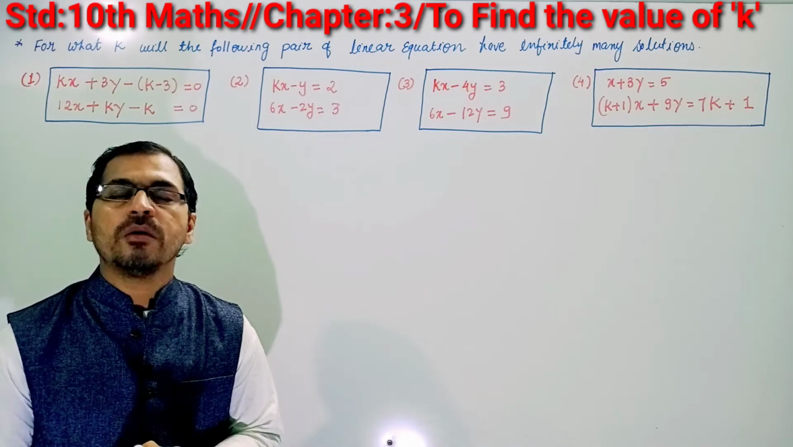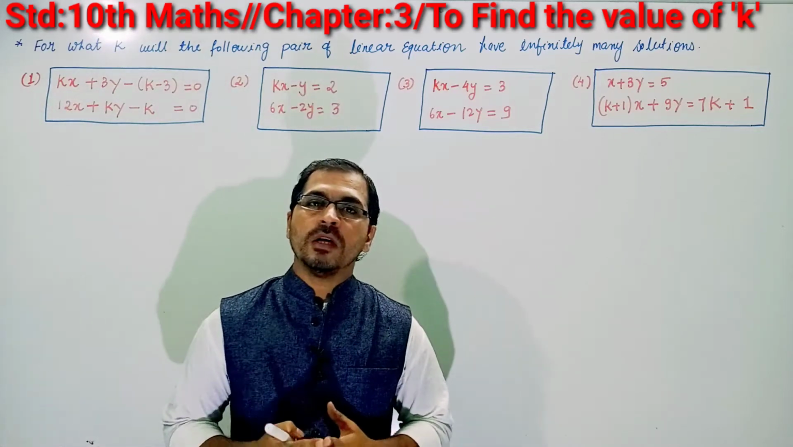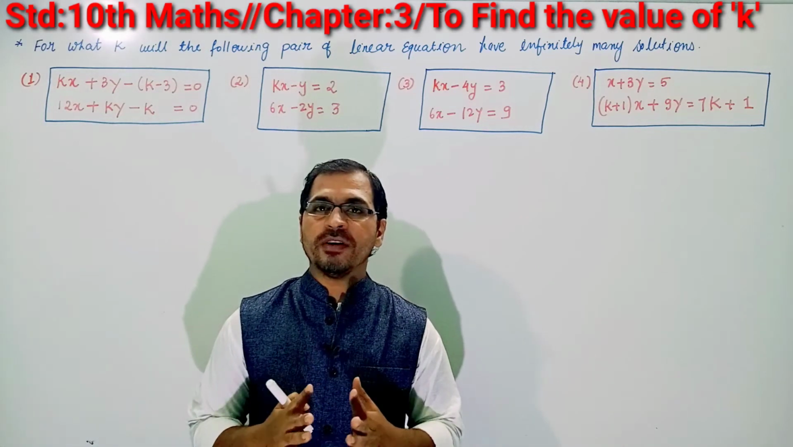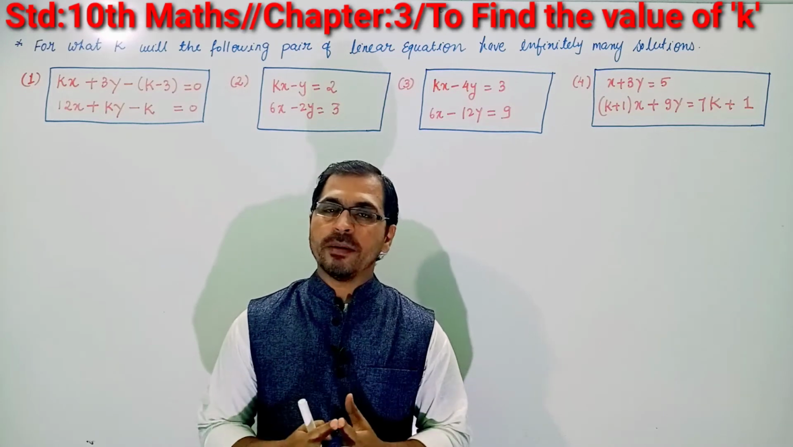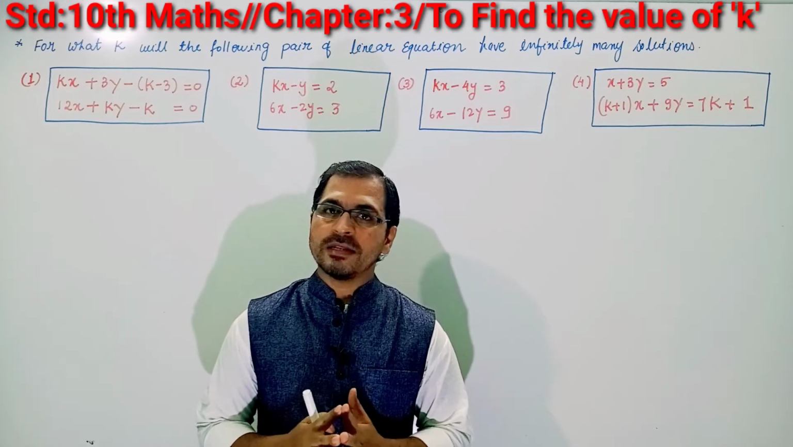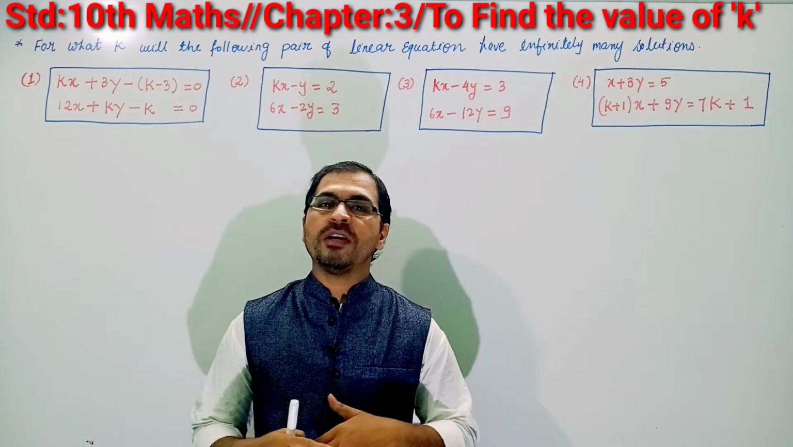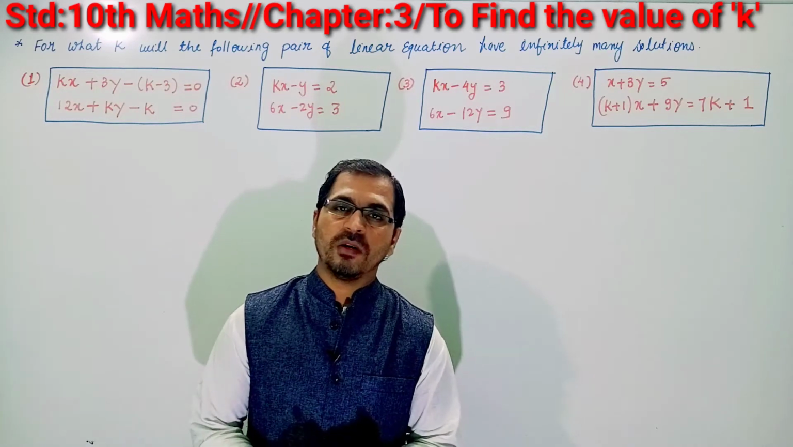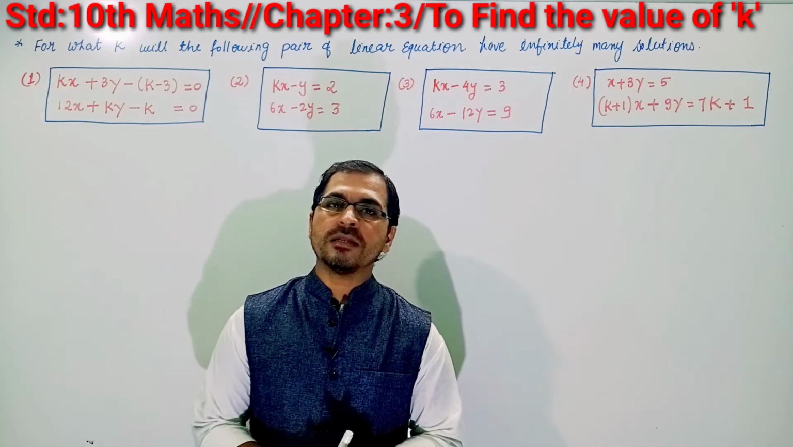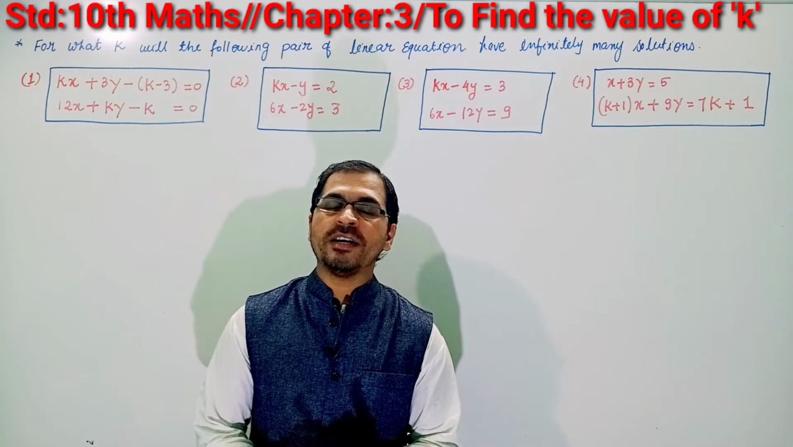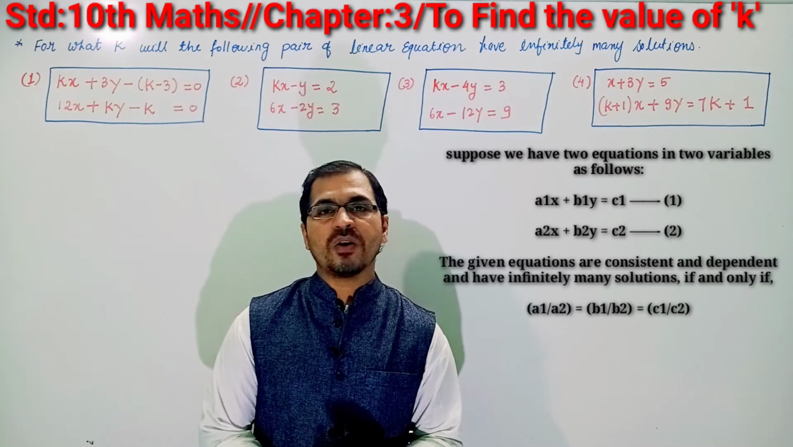K is the unknown value which we have to find if the given pair of linear equations in two variables are consistent. Consistent means what, students? They have infinitely many solutions. Students, we have studied three conditions from which we can determine whether the given pair of linear equations are consistent or not.